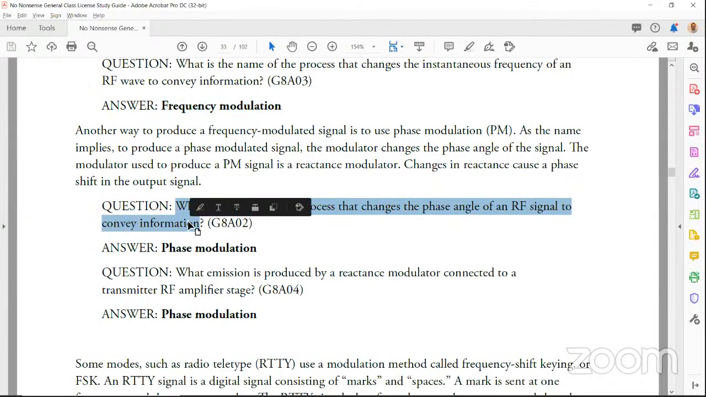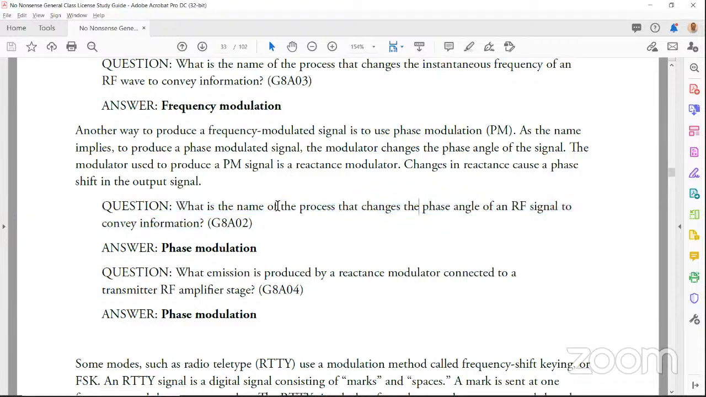Next question in the question pool. What is the name of the process that changes the phase angle of an RF signal to convey information? So very similar to the previous question, but let's dissect it and see what the difference is. They're asking us, what is the name of the process? Again, they could have easily asked us the mode. What mode? What is it changing? Is it changing the amplitude? Is it changing the frequency? No, it's changing the phase angle.